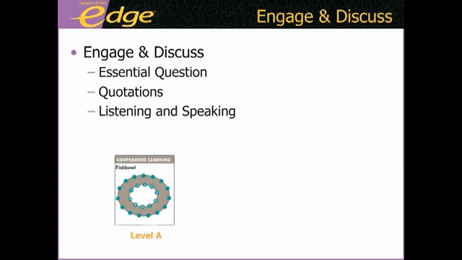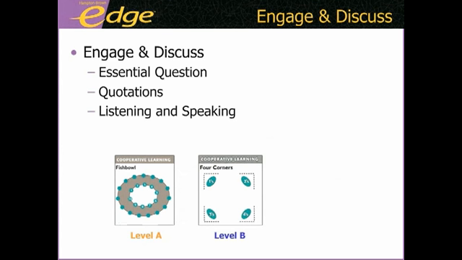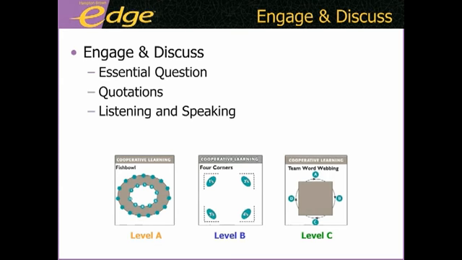In the fishbowl from Level A, Unit 1, one group of students will be able to just listen, first providing a risk-free environment and lowering the affective filter for your English learners. In Four Corners, Level B, Unit 1, the affective filter is still low, but students are all asked to participate in a group discussion at the same time. And finally, the team word webbing activity in Level C, Unit 1, requires all students in the group to participate in the discussion and write their own thoughts down.